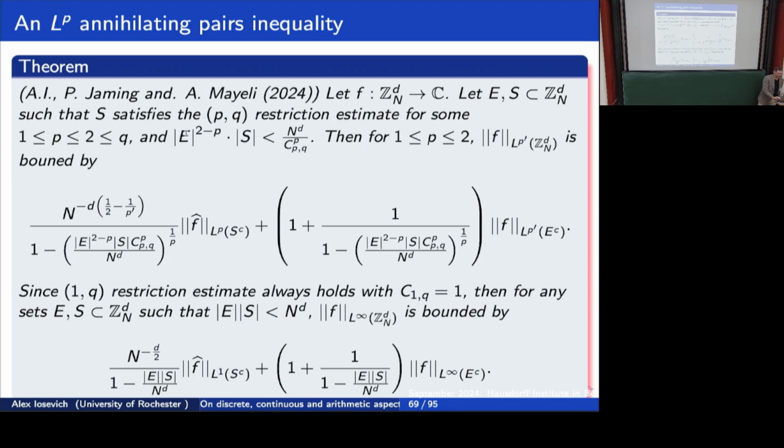So we assume that the size of E to the 2 minus P times the size of S is less than n to the d over CPQ to the power of P. So P is between 1 and 2. One can prove versions of this as well. Then the LP prime norm of F is bounded by a constant, we'll discuss it in a moment, times the LP norm on S complement, plus another constant times the LP prime norm of E complement.